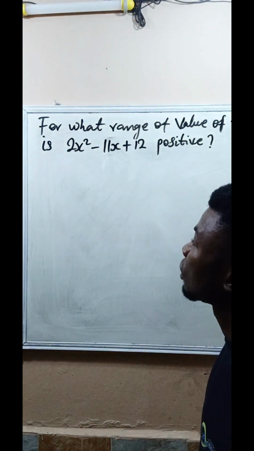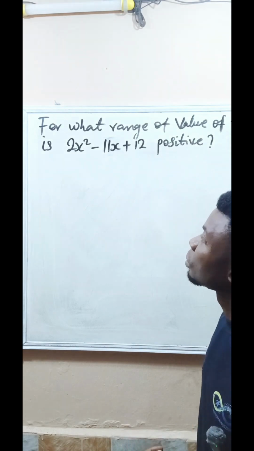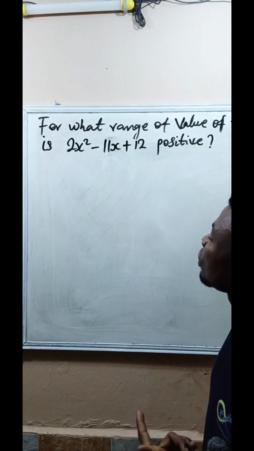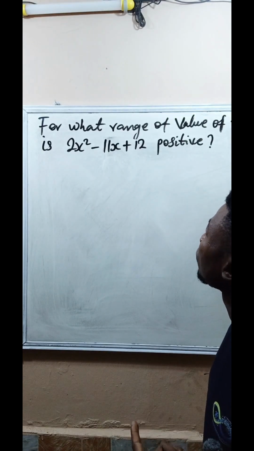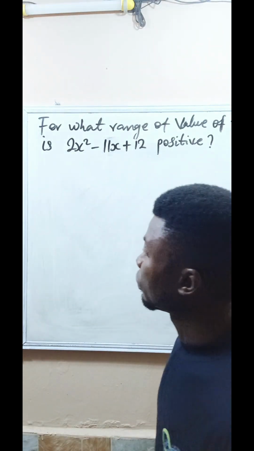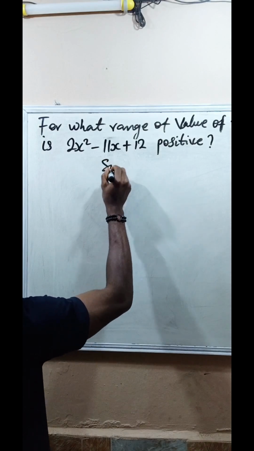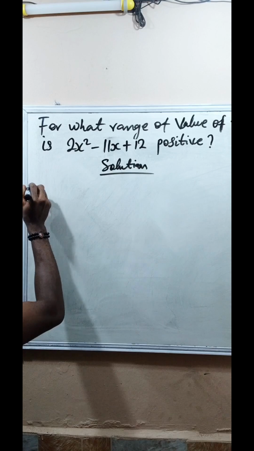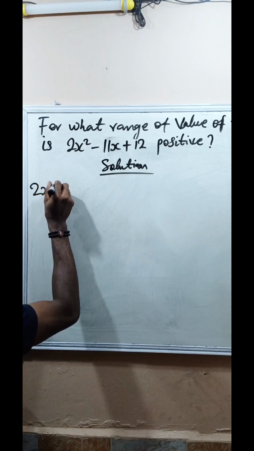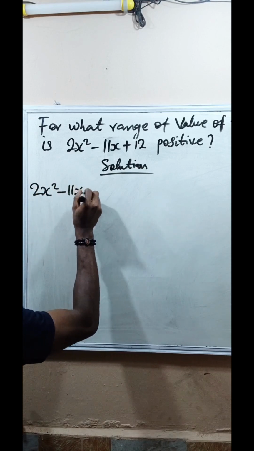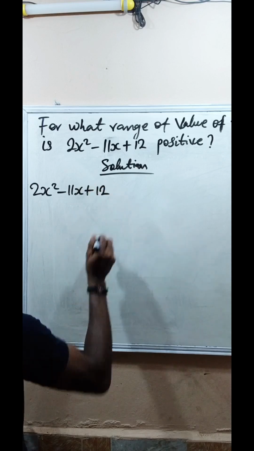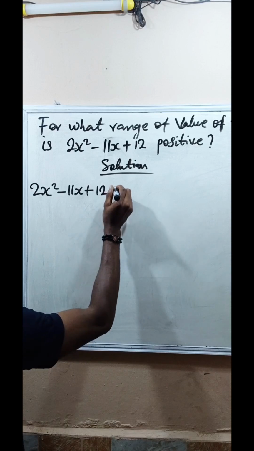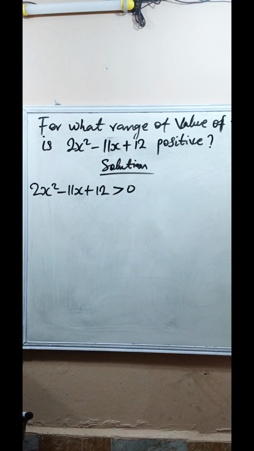So we have this question, still from Inequalities, we've already started. It says, for what range of values of x is 2x squared minus 11x plus 12 positive? So let's see. The question says 2x squared minus 11x plus 12, and of course, this expression is positive when it is greater than 0.